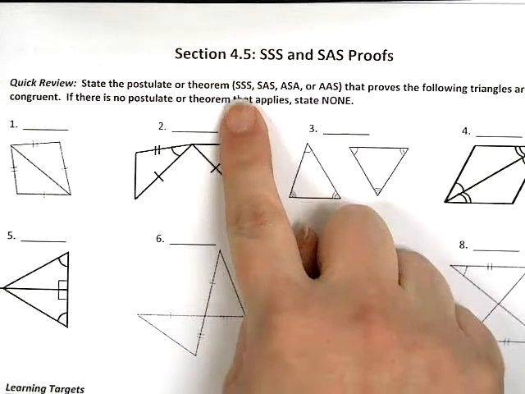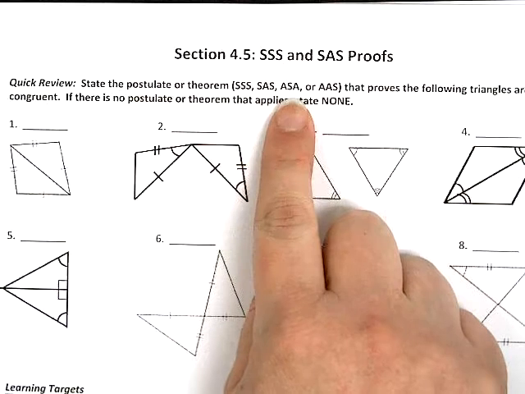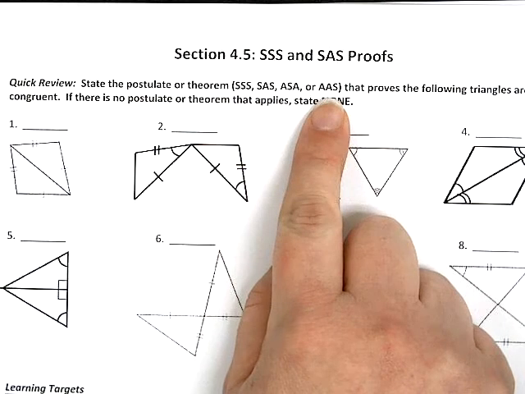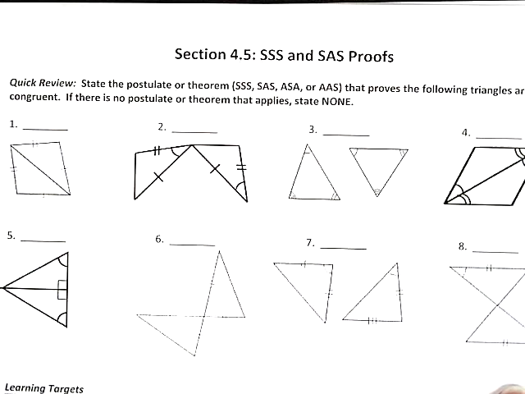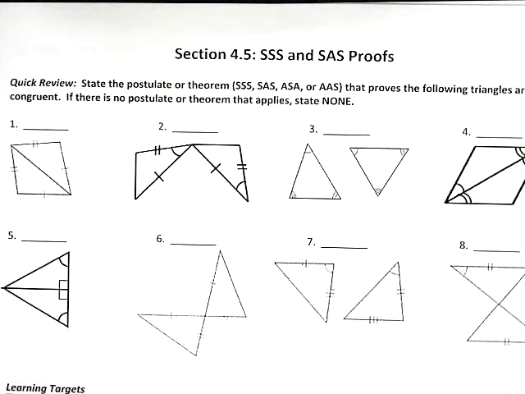We've got side, side, side, side, angle, side, or angle, angle, side. And we're going to try and decide whether these 8 sets of triangles are actually congruent or not. If they're not, we'll just write none, okay? So take a look at number 1.